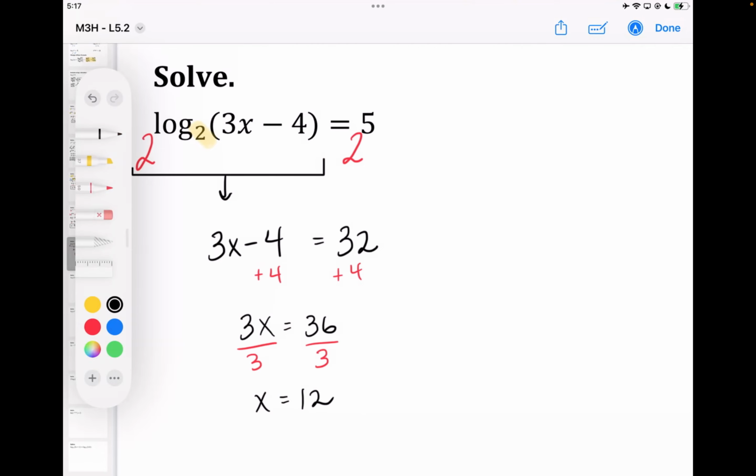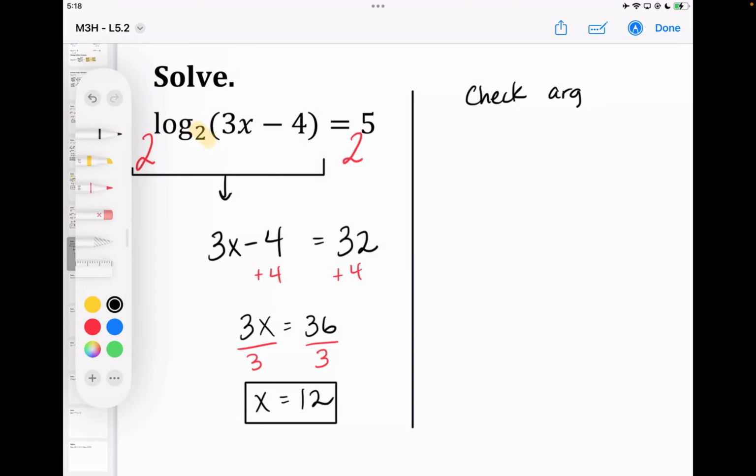Now, before I finish this problem, this won't happen too often, but you can end up with what's called an extraneous solution when you work with logarithms. So you always want to check for extraneous solutions. The easiest, fastest way to do that is to check your argument. The argument, remember, has to be greater than 0. It can't equal 0, and it can't be negative.